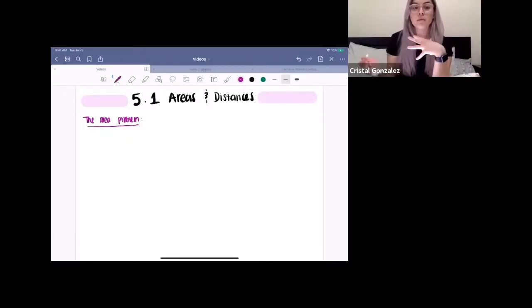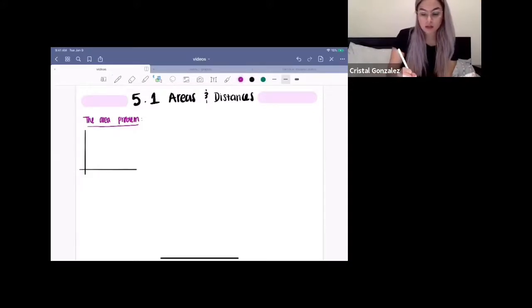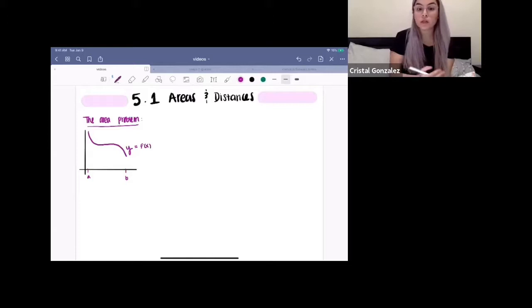So what am I talking about exactly? Let's say that you are given a random function. You don't really know what it is. Okay, and let me just draw this random function. It looks like this. Okay, and then I asked you, let's say this function is y equals f of x, and I'm telling you, between a and b, I want you to find the area under this curve.